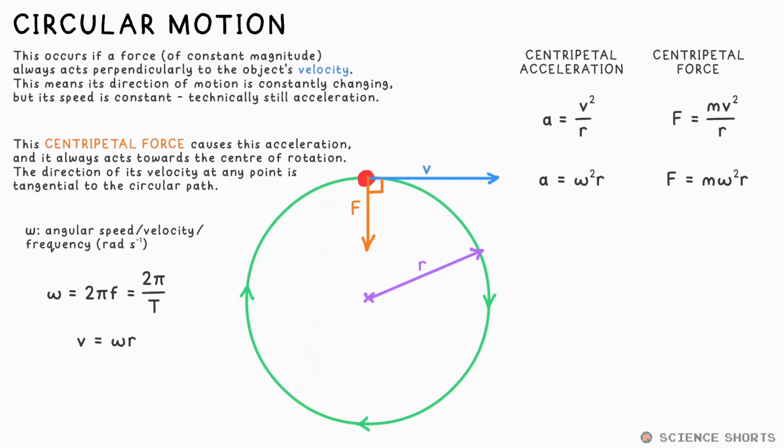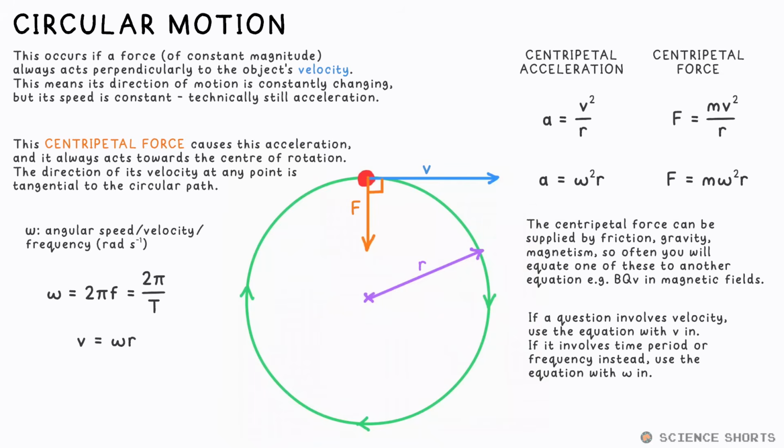Replacing v in our centripetal acceleration and force equations, we end up with the alternative versions, a equals omega squared r and F equals m omega squared r. If you're given the time period, you use the omega versions and replace the omega with 2 pi over T. If you're given the actual speed though, you use the first equation, a equals v squared over r, or F equals mv squared over r. Similar to angular velocity, angular displacement is just how many radians an object has turned through.